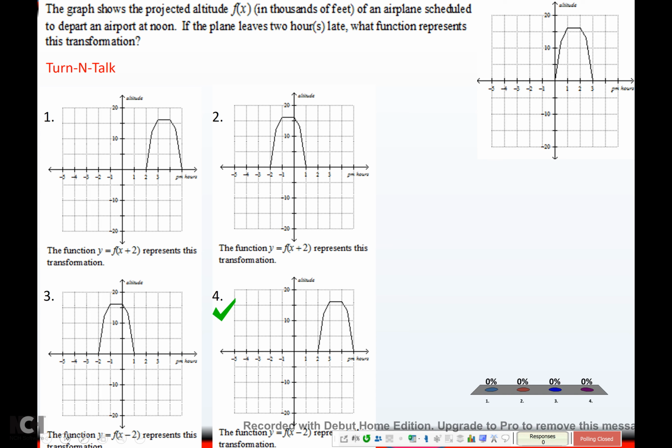And you should get 4. If your graph is this one and you're going to leave 2 hours later, that means you need to shift it over 2 units this way. Okay, which would be out of these two. Well, if you're going to go 2 left, you wouldn't add 2 to the function. You would subtract 2 from the function. So it's got to be 4.